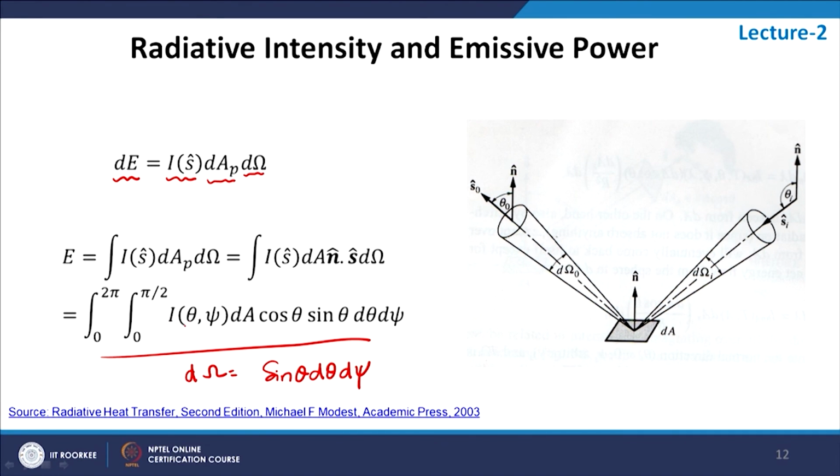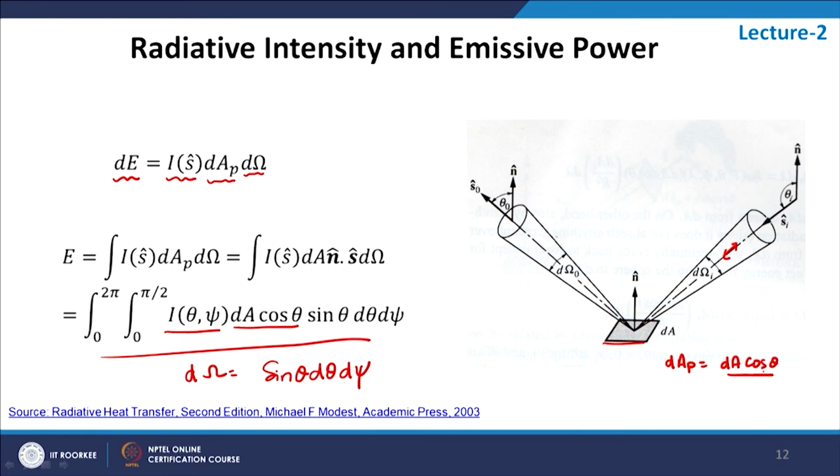Intensity depends on polar angle and azimuthal angle. So, instead of writing intensity as a function of s cap, the propagation direction, as we see in this picture, this direction can be written in terms of polar angle and azimuthal angle. So, I is a function of theta and psi, and dA cos theta is the projected area. We are not taking dA, we are taking the projected area, dAp equal to dA cos theta. When we do this, we get the emissive power.